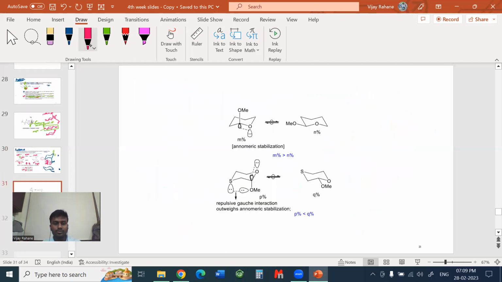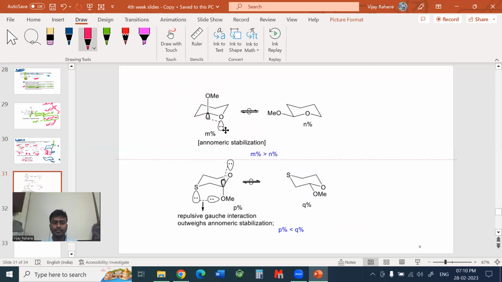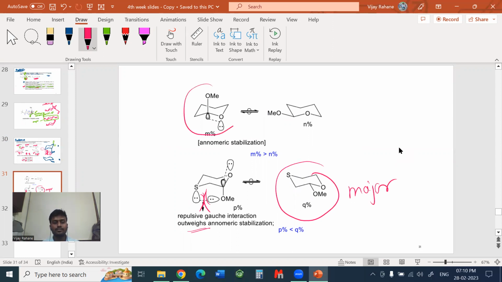So in this way, we have solved it. Here you can say, C is the detailed answer for this one. This steric effect, the repulsive gauche interaction, overrides the anomeric effect. That's why this one is the major one. And in the first example, due to the anomeric stabilization, this one is the major.